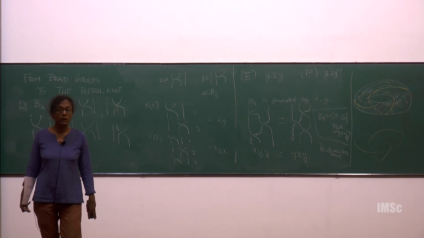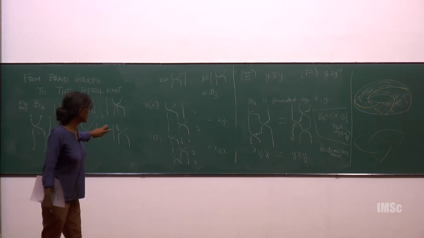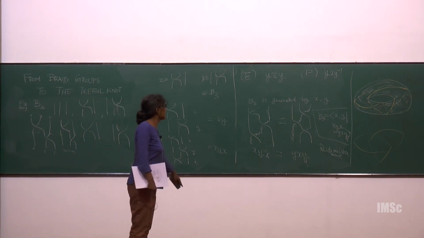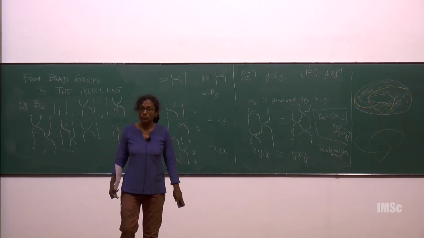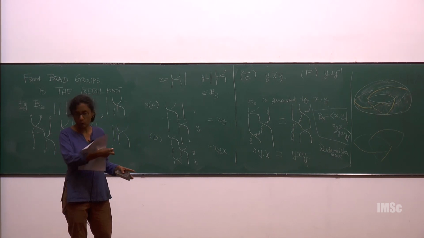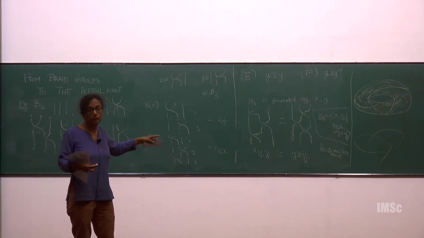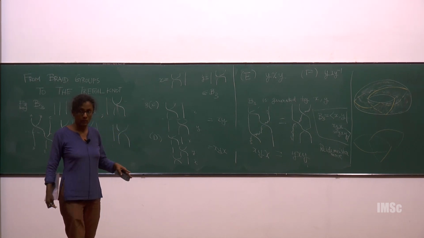Yeah, this is an equivalence relation. You can think of this B3 as all words in X and Y modded out by an equivalence relation. So you can think of this as an equivalence relation: wherever you see the string XYX, you can replace it by YXY.